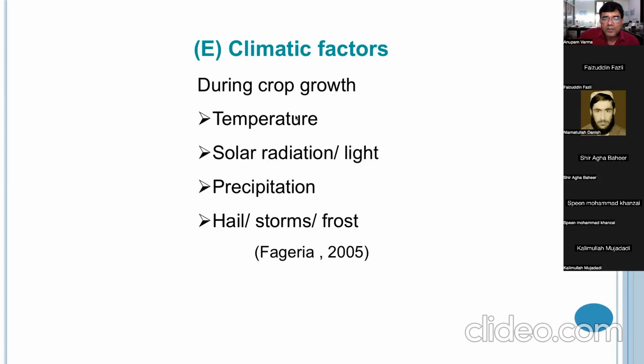Thank you. So whatever climatic factors are there, they will affect the nutrient use efficiency. If they are favorable, you will get higher nutrient use efficiency.